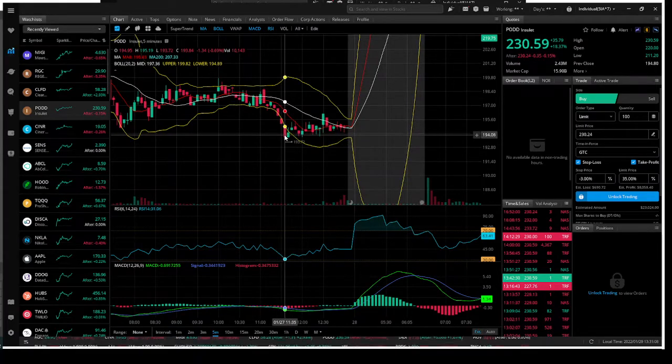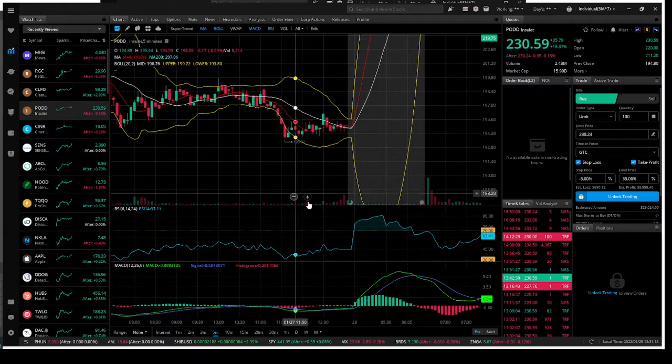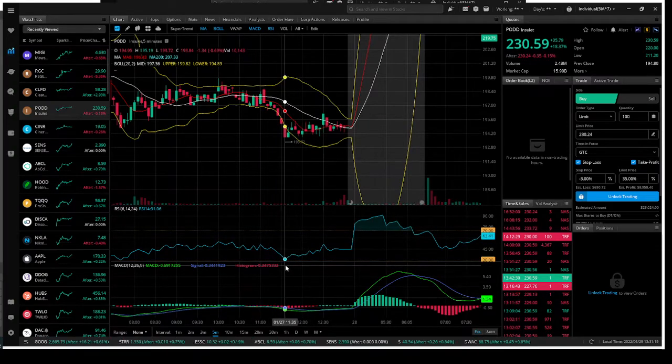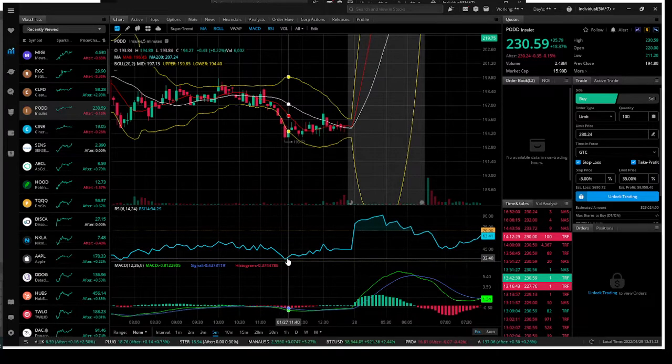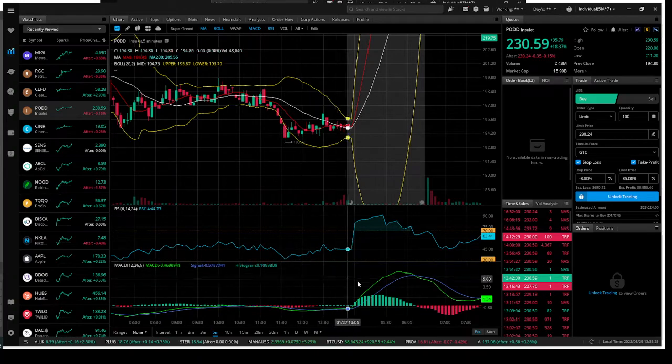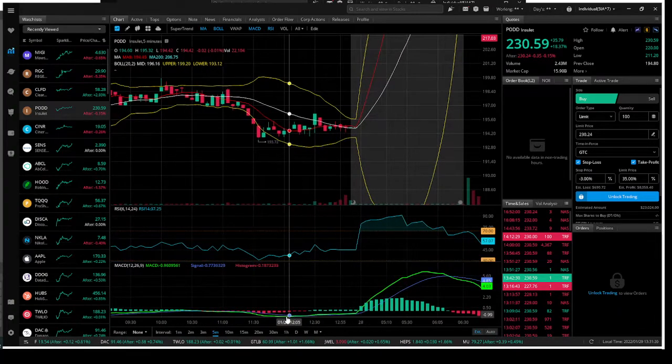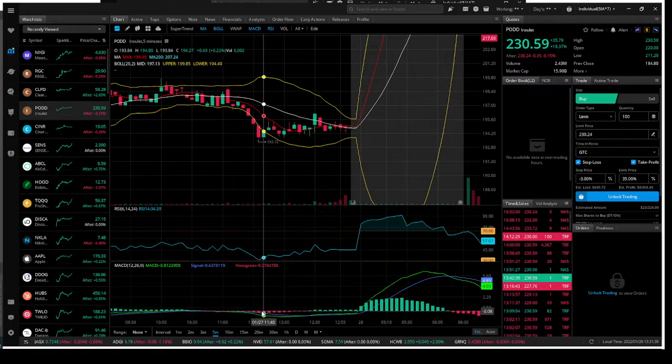Okay, and let's see what the other two indicators say. RSI says, yeah, it's just a little bit sold. You can buy if you want, but not oversold. The MACD says, we're still down, bro. You see the green is below the blue. We're still down, bro, but we're not very, very bad. You can buy it probably if you want. So that's what's going on.